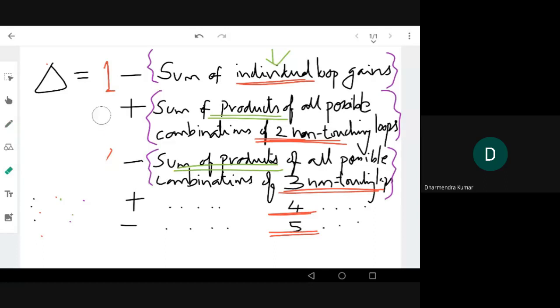Okay, so you write this equation. Now we are going to apply this equation to a problem. Okay, so again, I'll repeat delta. Delta is nothing but 1 minus the sum of individual loop gains.